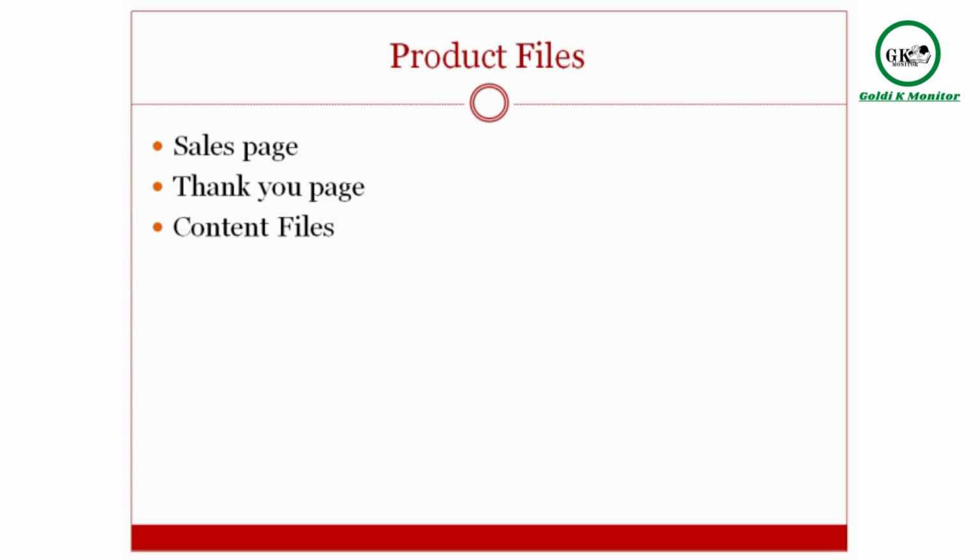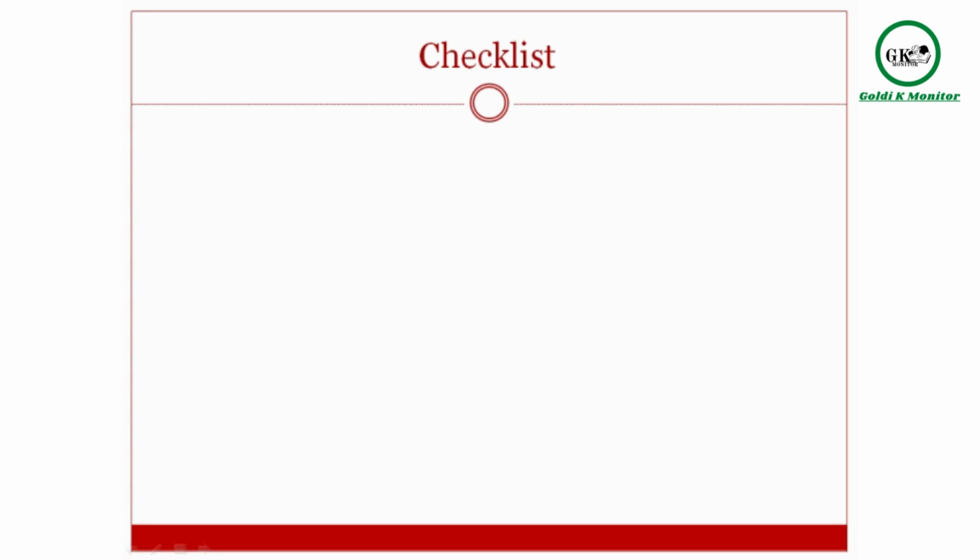So let's talk about product files. I talked briefly about this earlier. You're going to need, of course, a sales page, a thank you page, content files, whatever that might be, videos, PDFs, reports, ebooks, and so forth. You're going to need those in hand. Now let's talk about the checklist. You're going to need to know the launch date and the time.